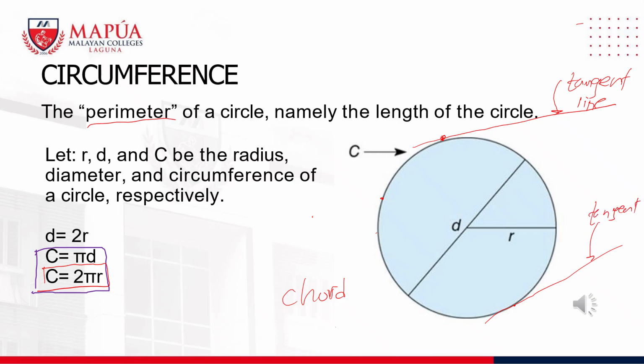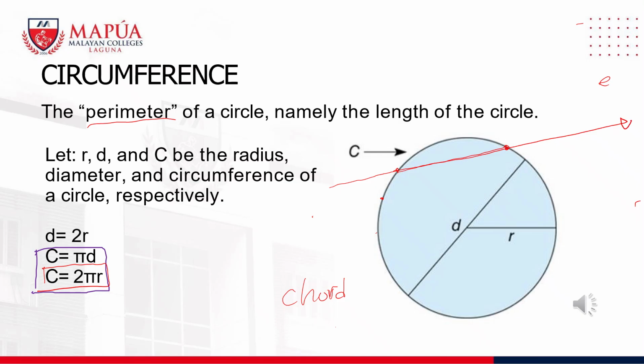Okay, and talking about chord again. You see here, this point and this point are connected. So this is a chord. If you extend this line, class, this chord, if you extend this line, so this line is called secant line. The chord, class, is just within the circle, but if you get out from the circle, that line is what we call secant line.